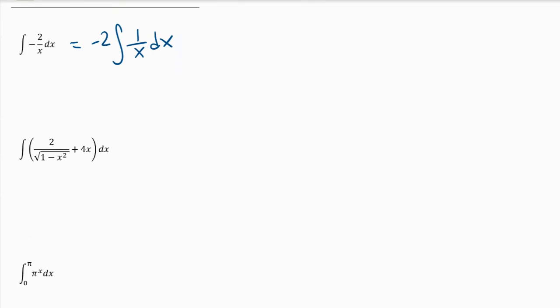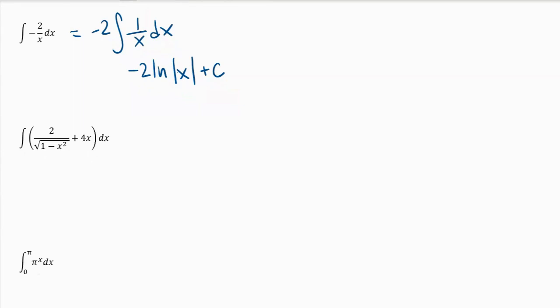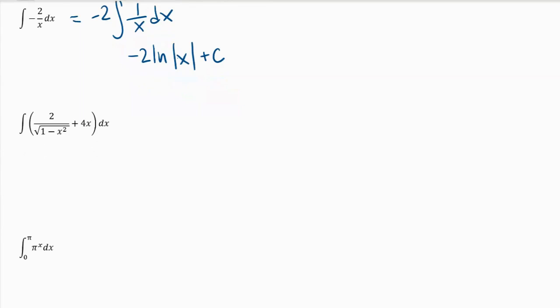You should recognize that this is the derivative of ln. So the antiderivative of 1 over x is negative 2 ln absolute value of x plus c. That's just a rule you need to have memorized. For this next one, this one is much trickier.